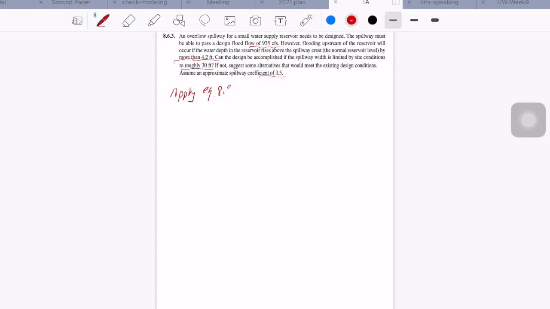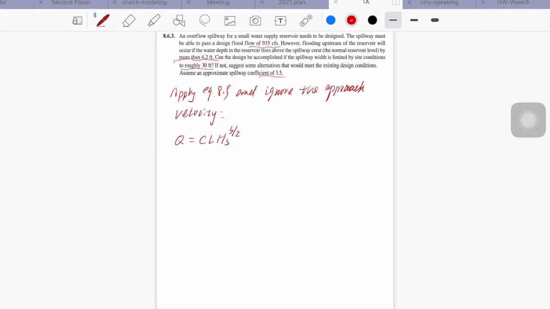equation 8.9 in the textbook and ignore the approach velocity. So we can get that Q equals C times L times HS to the power of 3/2.